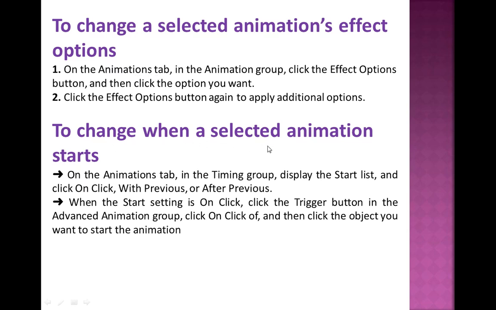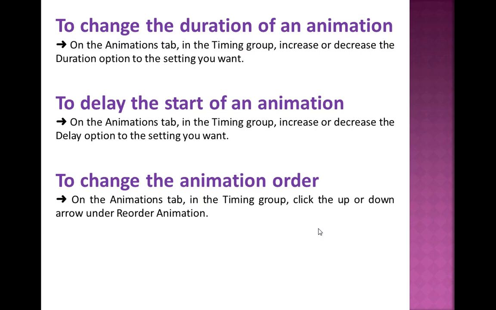Then how to change when a selected animation starts. Suppose an animation starts, and how you can change the animation timings. Simply go to the animation tab, click on the timing group, display the start list and click on either on click, with previous or after previous. There are three options in the start list. Then when the start setting is on click, click the trigger button in the advanced animation group, click on click of, then click the object that you want to start the animation. So this is how we can change the effect options within the animation.